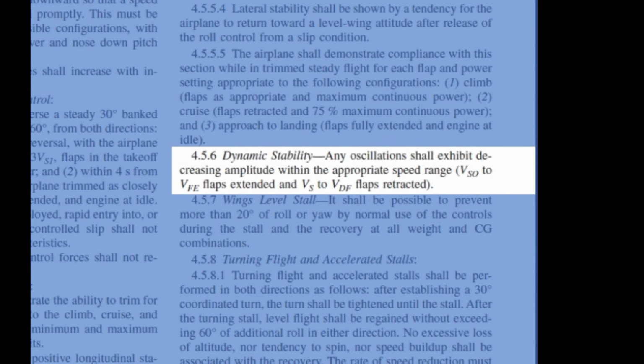But here, in subparagraph 4.5.6, dynamic stability, it reads relatively indiscernibly that any oscillations shall exhibit decreasing amplitude within the appropriate speed range, with flaps extended from VSO, the stalling speed with flaps extended, to VFE, which is the flap extended speed, and with flaps retracted from VS, which is stalling speed clean, to VDF, which is the maximum demonstrated dive speed. Let me translate. All oscillatory motion shall be naturally damped over the entire speed range of the airplane with and without flaps.